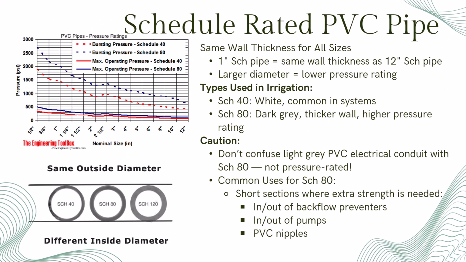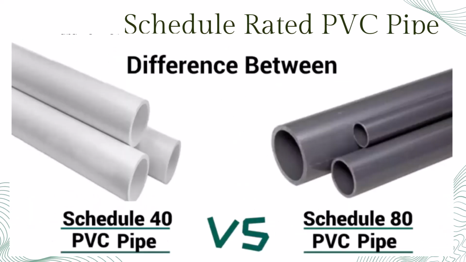Now let's talk about schedule-rated PVC pipe. Unlike pressure-rated pipe, schedule pipe has the same wall thickness across all sizes. That means 1-inch schedule pipe has the same wall thickness as 12-inch schedule pipe. Because of this, as the pipe diameter gets bigger, the pressure rating actually goes down. In irrigation, you'll mostly see two types, Schedule 40 and Schedule 80. Schedule 40 is white and is the more common type used. Schedule 80 is dark gray and has a thicker wall, which gives it a higher pressure rating.